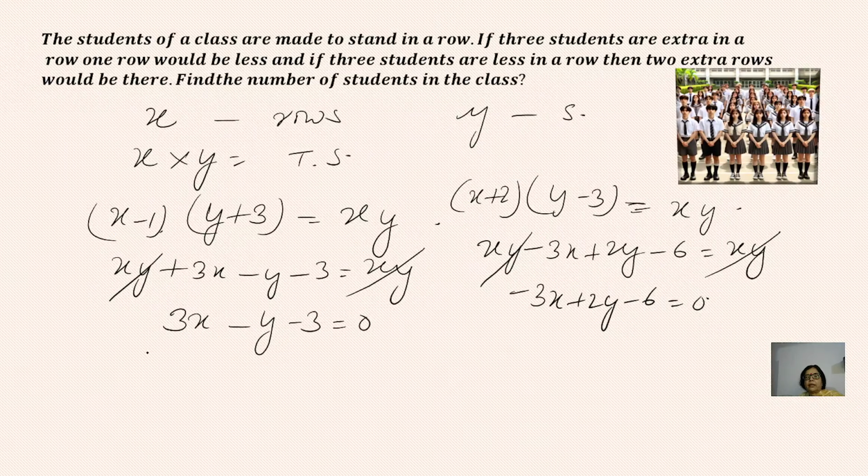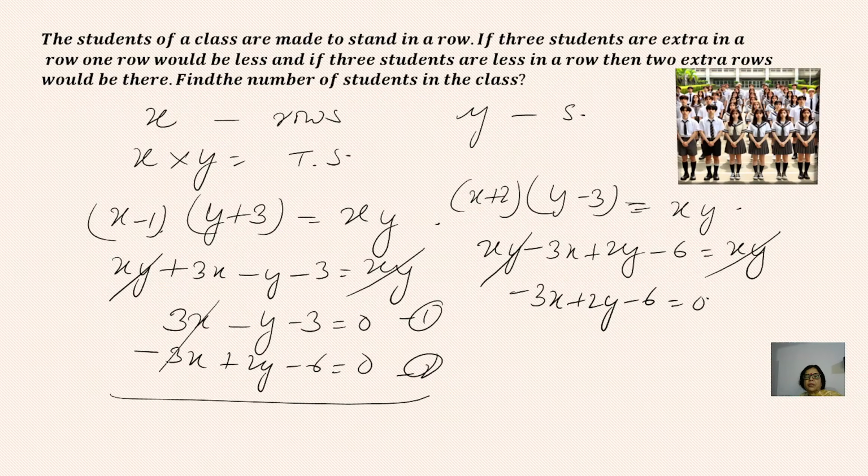So bringing the second equation over here, this is minus 3x plus 2y minus 6 is 0. This is the first equation, this is the second equation. Simply add them up, this gets cancelled. So this is y minus 9 is 0, which implies y is equal to 9. So number of students per row is 9.